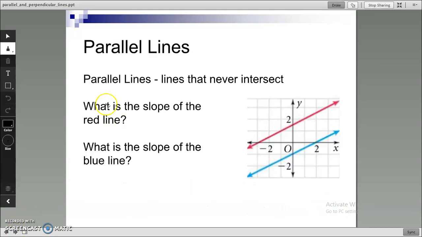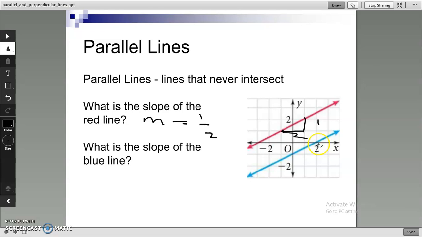All right, next, parallel lines. Parallel lines are lines that never intersect. They keep going on and on forever, and they never intersect each other. So let's find the slopes of these lines. We know slope is rise over run, so I look at how much it rises up. Just choosing 2 points, by the way. These are the 2 points that I chose. This rises up 1, and it runs over 2. So the first one, my slope is 1/2.